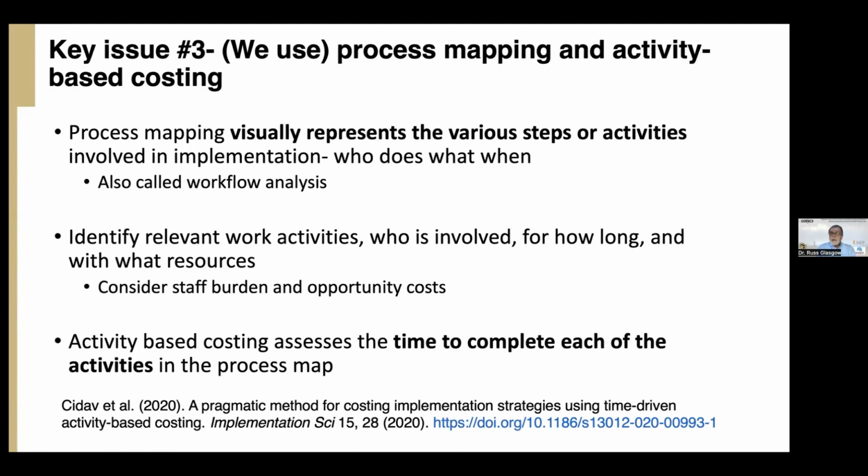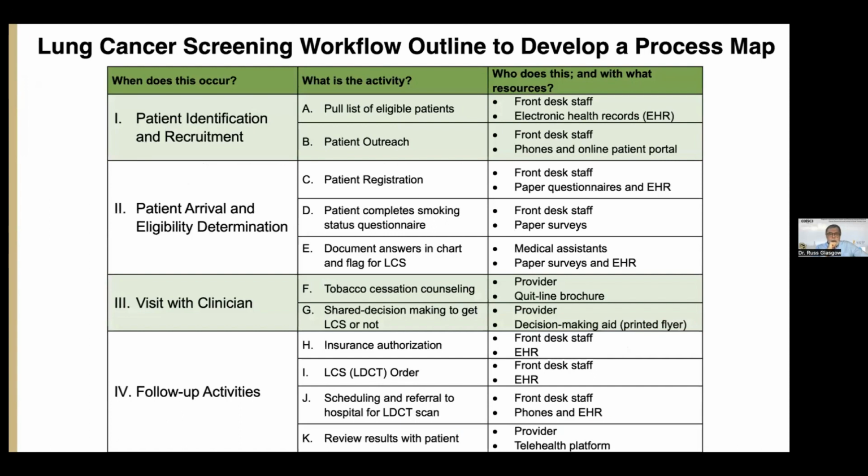Again, we use this method called process mapping and activity-based costing that I'm going to quickly run through and give you some examples. But the idea of process mapping is that this is a visual representation of the various steps or activities. And I will also say parenthetically, we use process mapping not only for costing, but for understanding the intervention qualitatively and contextually, and also for doing interviews about adaptations, which I think is an important issue in the field. I will skip over and try to go a little more quickly here.